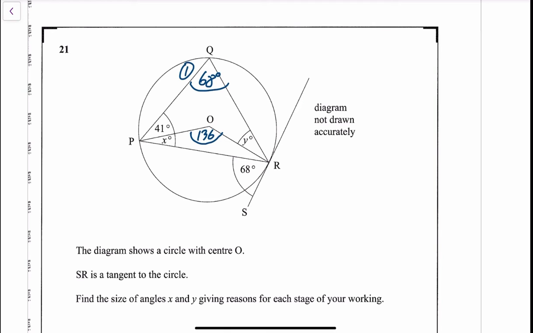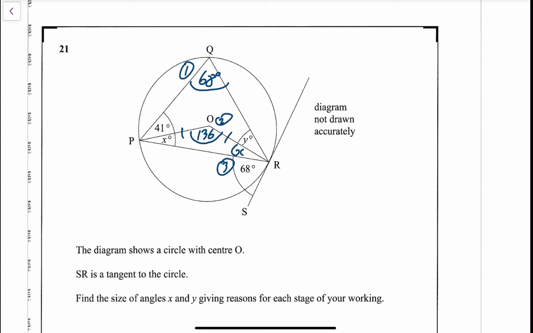I also know that this is an isosceles triangle because OP and OR are both radii, which means this angle is also equal to X. And then I can find my X. So X I could work out then. That would be the next thing I would do. I'd work out the X. Sorry, I forgot to put in the 2. That was the second thing I did. Then I worked out my X was 3.